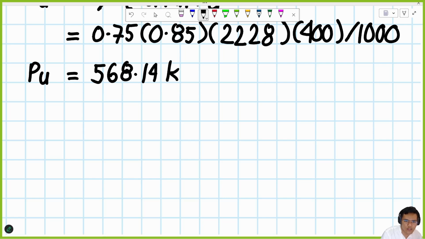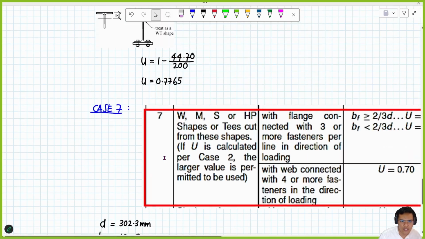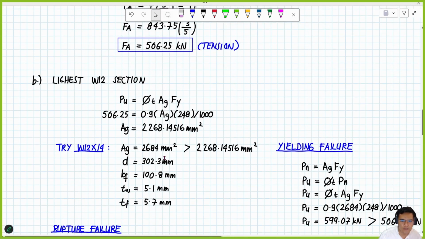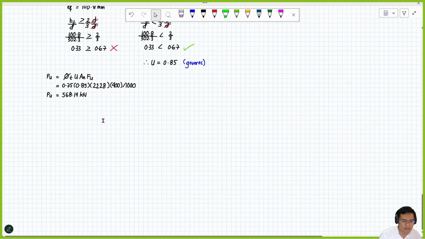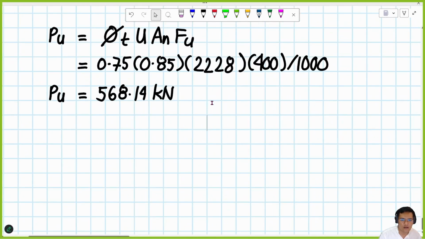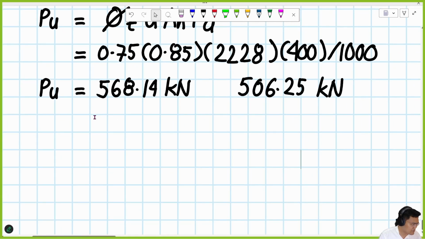Okay? Now, we need to formulate a conclusion based dito sa capacity ng ating section against rupture. Yung demand natin, no, na load, is equal to 506.25 kilonewton. Okay? So ano yung masabi natin? Safe ba tayo sa rupture or unsafe? Well, obviously this is good. This is safe, kasi mas mataas nga yung capacity natin against the demand, or the internal force. So ibig sabihin this is good.